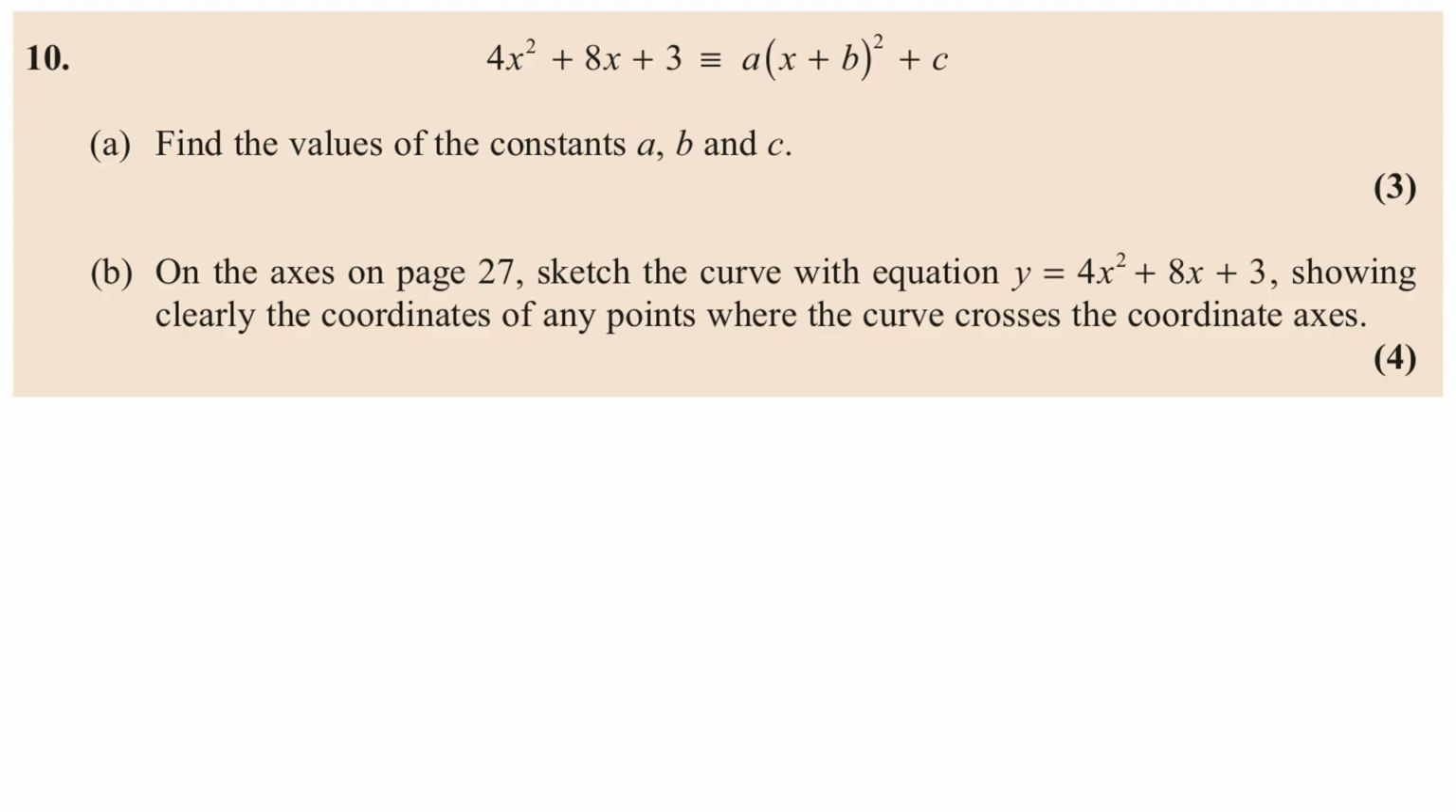Looking at some AS Pure Maths content from year 12 and year 13 Maths. This was question 10 from an old spec Core 1 A-level paper from the edexcel exam board. We are given that 4x squared plus 8x plus 3 is equivalent, i.e. the same as a(x plus b) all squared plus c. Part A, find the values of the constants a, b, and c.